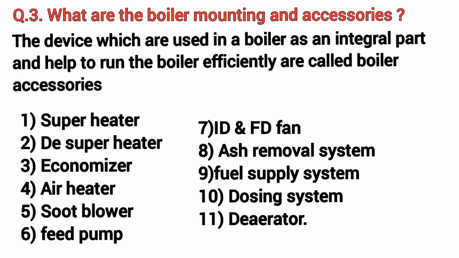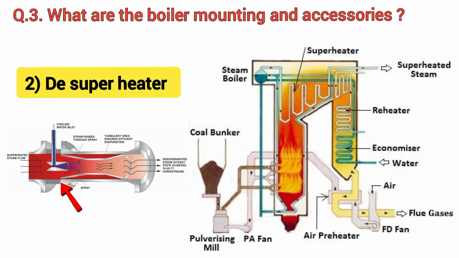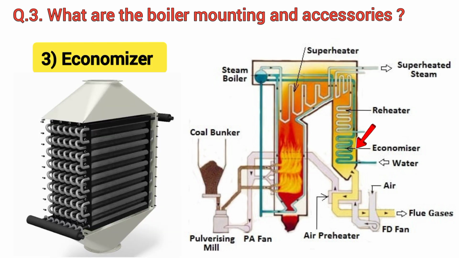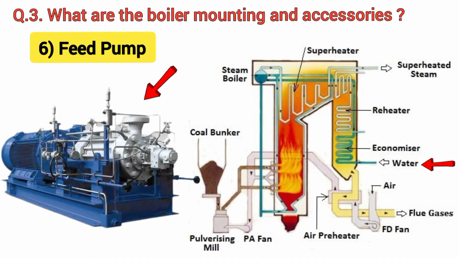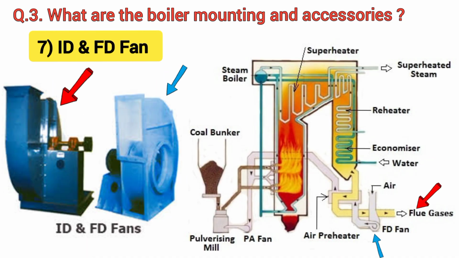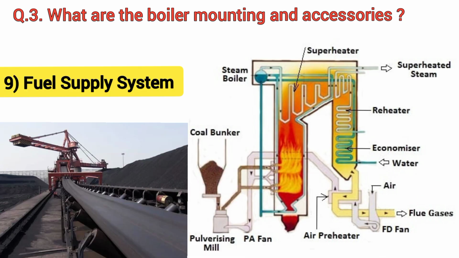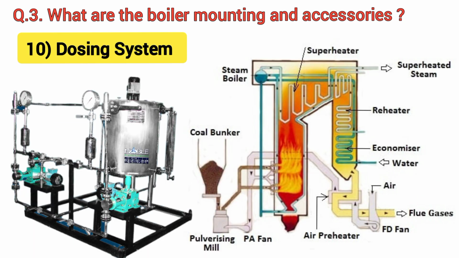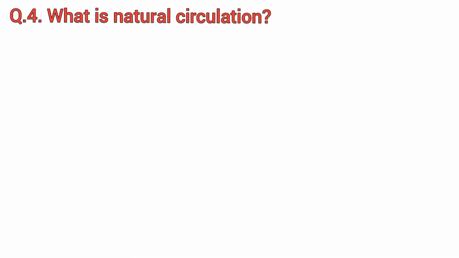The devices, which are used in a boiler as an integral part and help to run the boiler efficiently, are called boiler accessories. 1. Superheater. 2. Reheater. 3. Economizer. 4. Air heater. 5. Soot blower. 6. Feed pump. 7. ID and FD fan. 8. Ash removal system. 9. Fuel supply system. 10. Dosing system. 11. Deaerator.